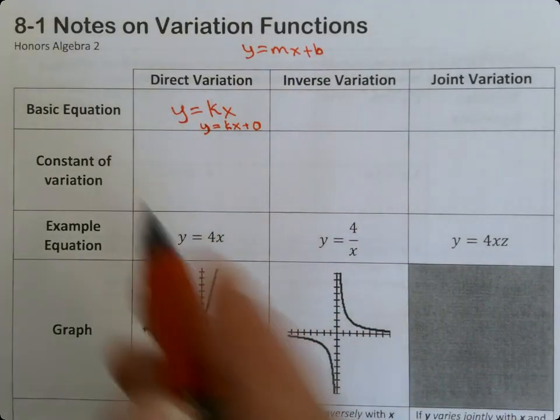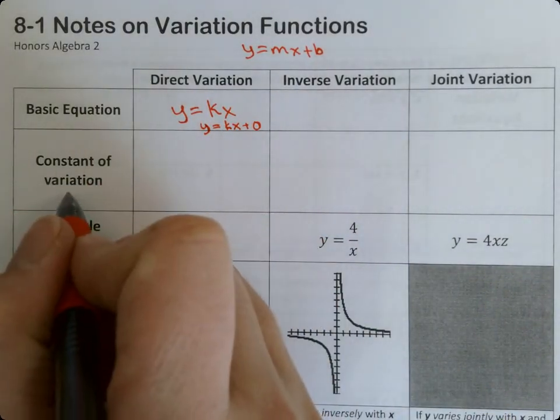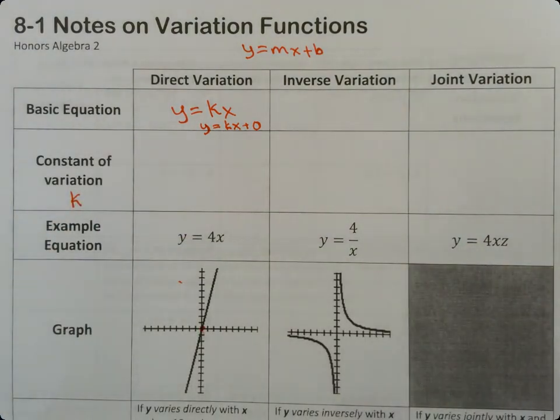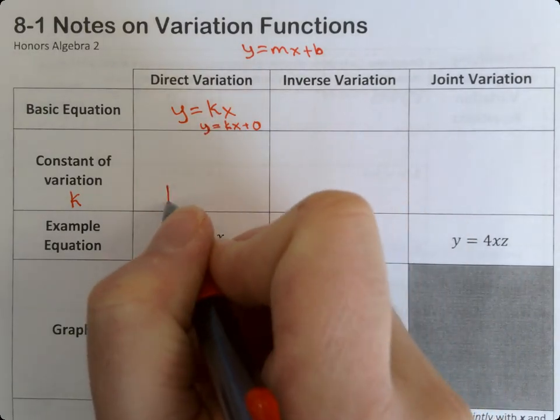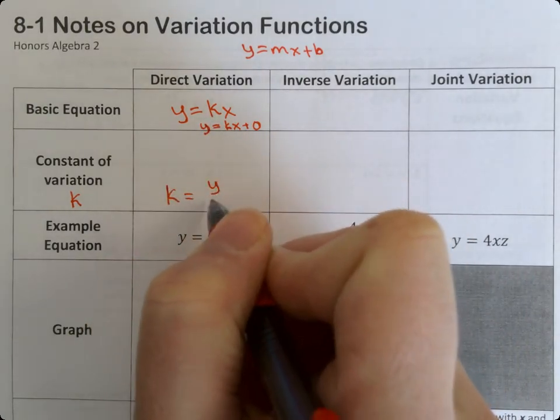And we call k the constant of variation. So the constant of variation is k. Instead of calling it m for slope, it's the constant of variation. I don't need two ordered pairs to find the constant of variation like I do the slope. The constant of variation is basically k equals y divided by x.